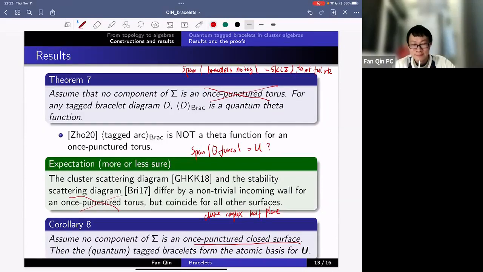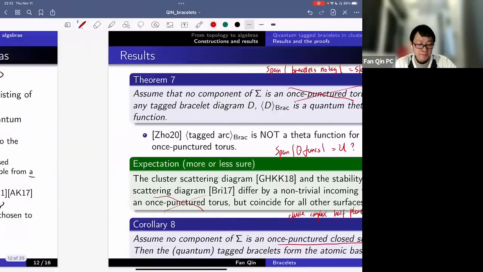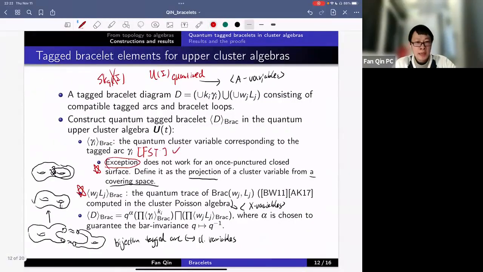Thanks. One other question: when you talked about this projection from the double cover of the surface to the surface in the quantum case, do you get an algebra homomorphism somehow? Yes. It is an intuition to give you the definition. This is the intuition for how you define it, but in reality you define the quantum cluster algebra for these two surfaces.